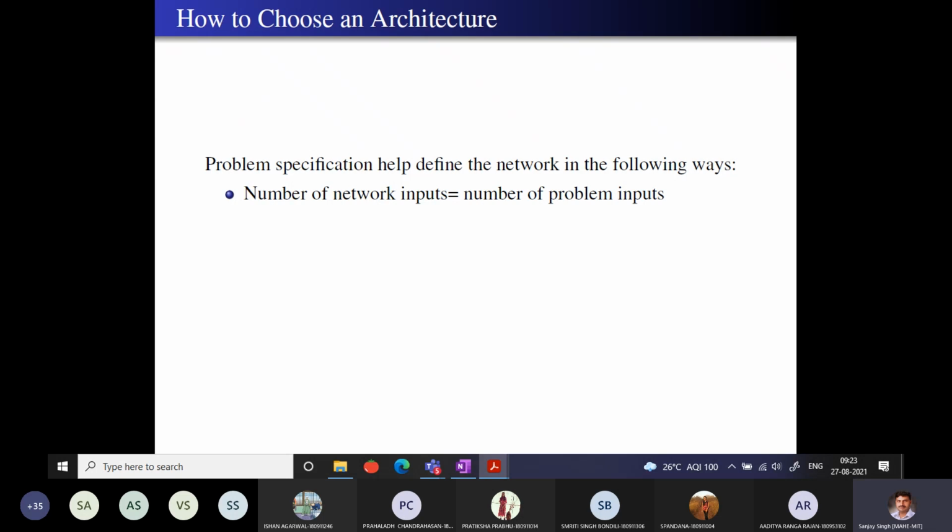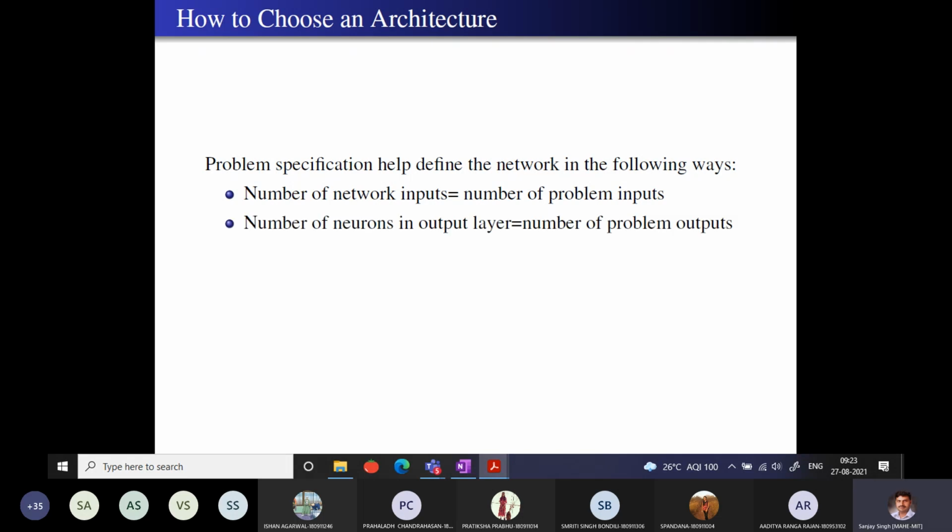Basically, there are 5 inputs. One is your number of bedrooms, number of washrooms, and then whether the parking space is there or not there, whether the garden is there or not there, and then walkable distance to MIT. So these are the 5 input variables. So number of inputs equals 5 in this particular case.